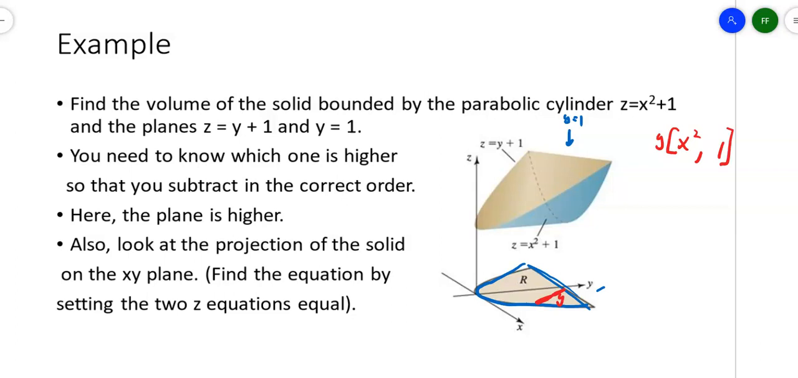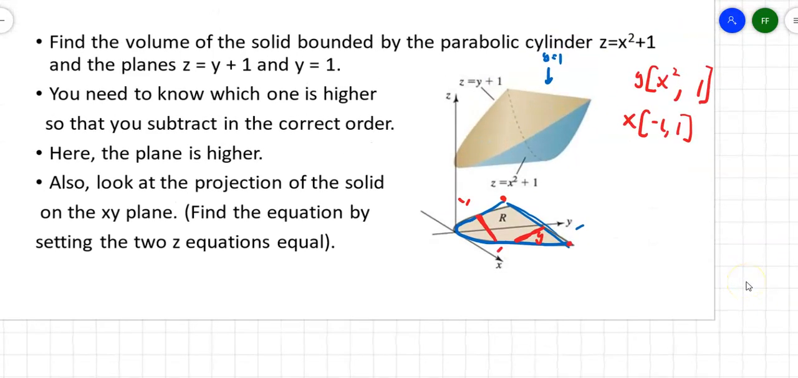The x's now are easy. If we're going to integrate with respect to y first, which we probably should, then the x's just go from -1 to +1. How do I know that? Here and here, right? When y is 1, x is 1, 1 squared is 1, -1 squared is also 1. So the x's go from -1 to 1. And now we need to set up our integrand.